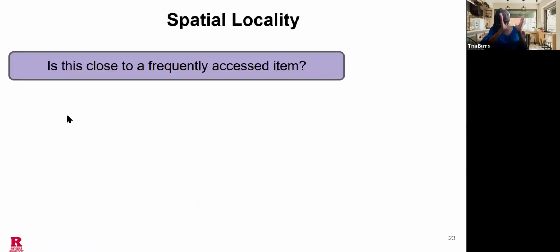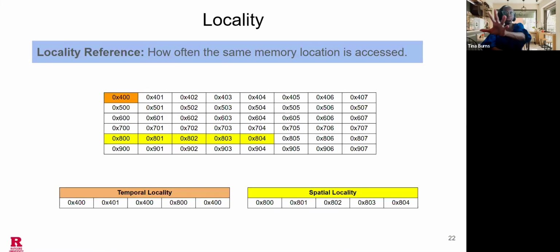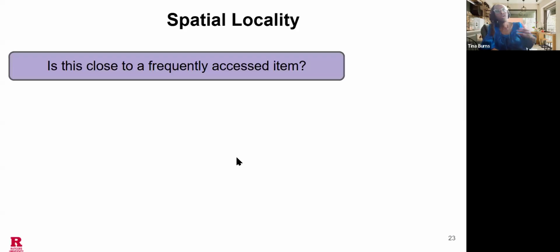All right, so let's talk a little bit about spatial locality. Keep in mind, this is space, right? How many times within a particular space, physical address location, am I going to access this? So this is a representation of spatial locality, accessing the same elements that are near to each other, right after each other. So the question for spatial locality is, is this close to a frequently accessed item? Is this address near something we already access frequently?